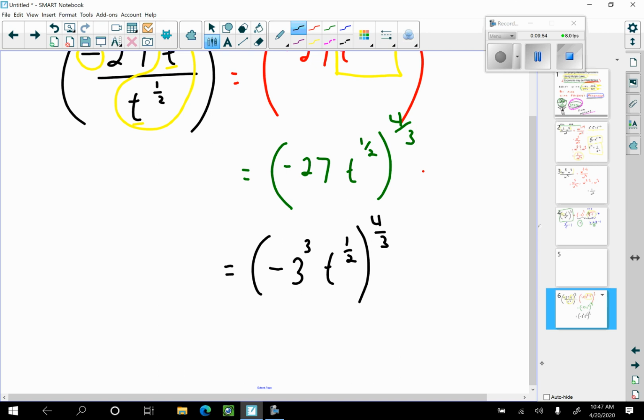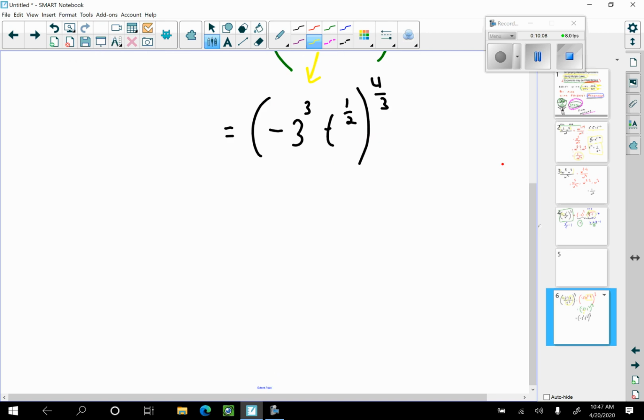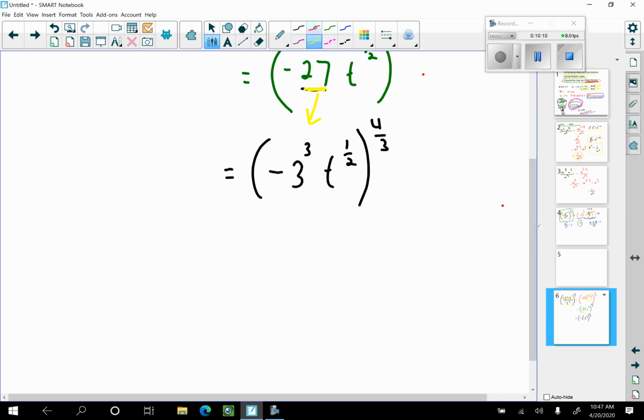Alrighty, so now what's the next step? All I did from here to here was take this 27 and write it as 3 cubed. I still have my negative. It's going to present some problems, t to the 1/2. And now I'm going to take a power to a power. Extend the page a little bit. This is going to be negative 3, and then I have 3 times 4/3. The 3's cancel. It's going to be to the 4th. And for t, 1/2 times 4/3, one of these 2's cancels, 2/3.